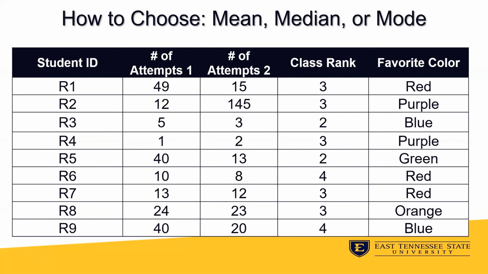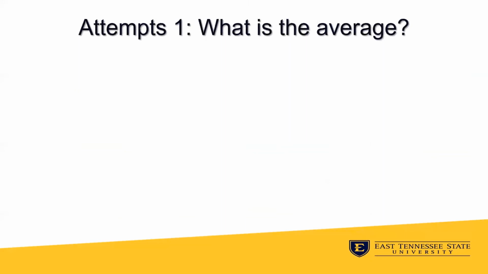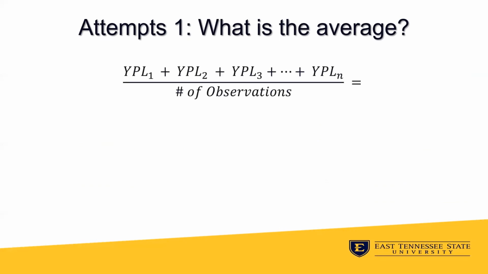Let's look at an example of how to summarize different types of data. In the table presented here, we have 9 records with information for each from 4 variables: number of attempts, 1 and 2, class rank, and favorite color. It doesn't necessarily matter what the variables are measuring for our purposes, but they appear to be describing characteristics of students. Starting with attempts 1, we should have noticed right off the bat that this variable appears to be numeric, so we can start our explanation with a calculation of mean, which we do using the formula previously discussed and presented again here.